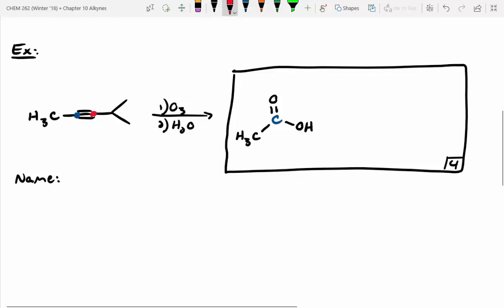Now we'll focus on the red carbon. The red carbon, we know, also has this isopropyl group on it. And then what else do you think is going to be attached? Carboxylic acid.